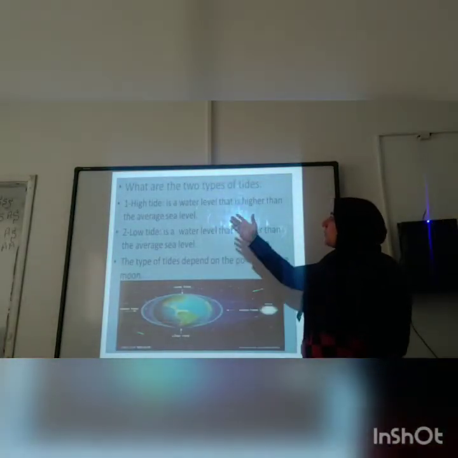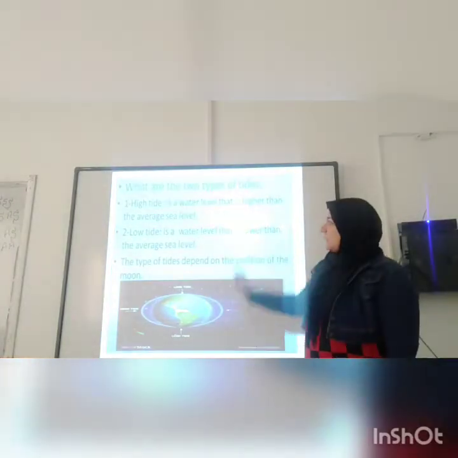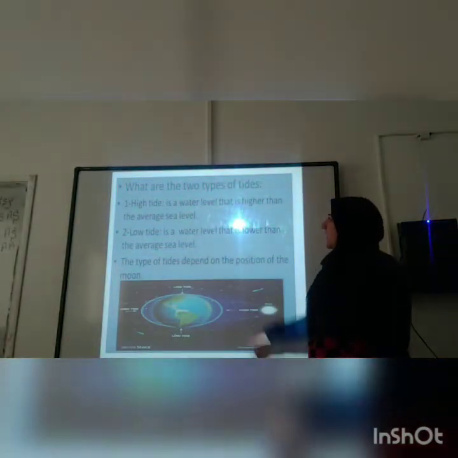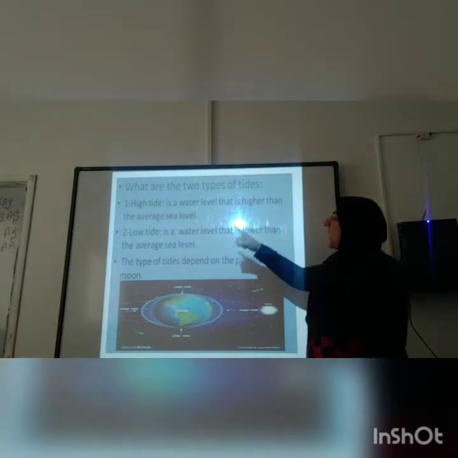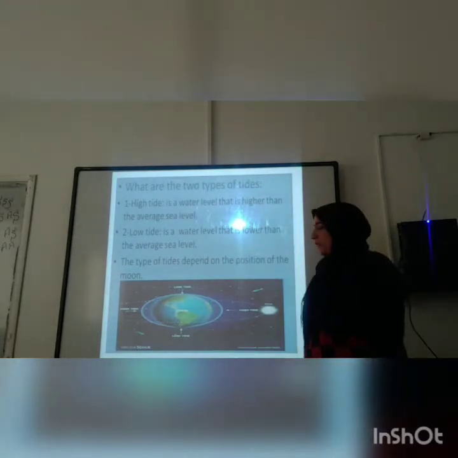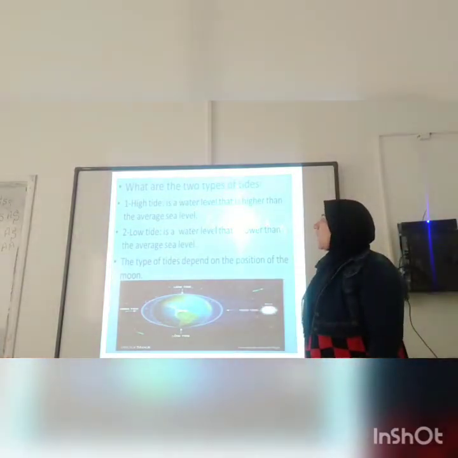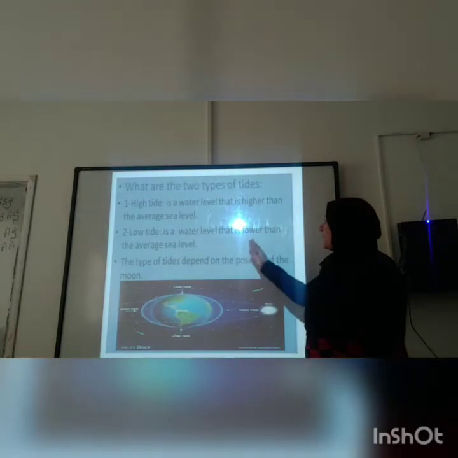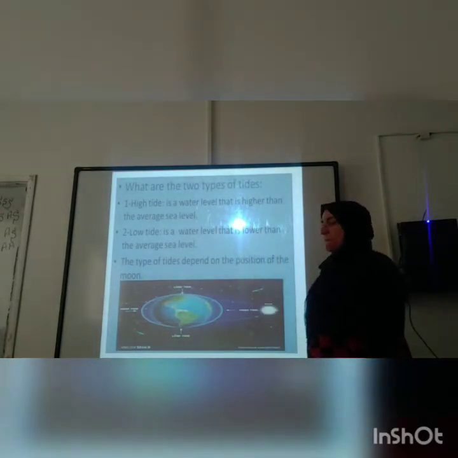Okay, let's talk about the two types of tides. We have two types, high tide and low tide. What's meant by high tide? It is a water level that is higher than the average sea level. When the water level becomes high, this is called high tide. And low tide is the water level that's lower than the average sea level.